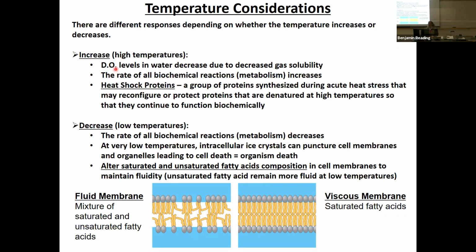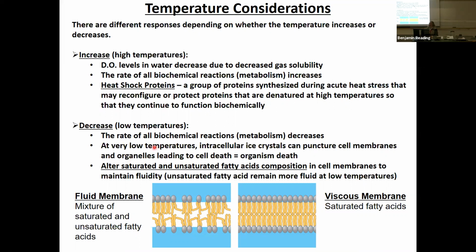Also, at really high temperatures, 35, 37 degrees centigrade or higher, some of your proteins in the fish might start to denature. And so there are heat shock proteins, which are a group of proteins that are synthesized at high temperatures. What these do is they help protect proteins from denaturation. It prevents them from unfolding and becoming damaged. And so these heat shock proteins are produced, and they help protect your enzymes so that they continue to function and they don't die.